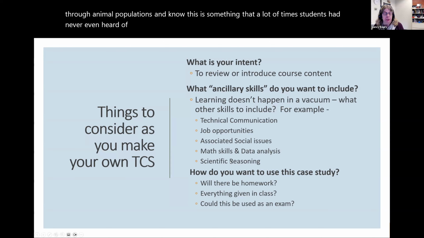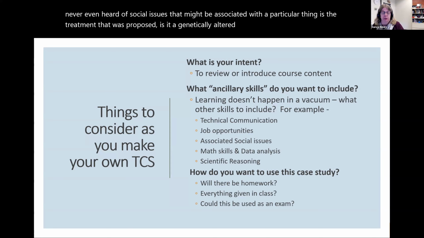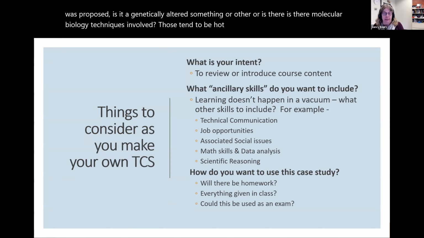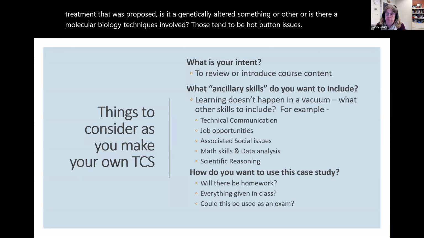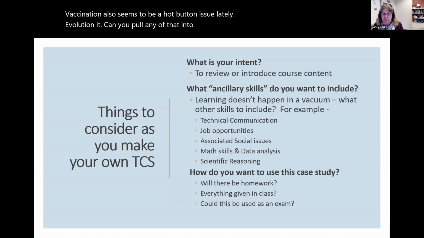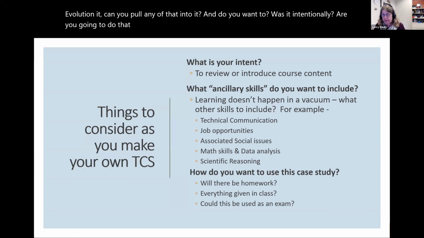Social issues that might be associated with a particular thing. Is the treatment that was proposed a genetically altered something or other? Or are there molecular biology techniques involved? Those tend to be hot button issues. Vaccination also seems to be a hot button issue lately. Evolution. Can you pull any of that into it? And do you want to? Are you going to do that intentionally, or are you not going to do that? And you need to kind of keep that in mind.